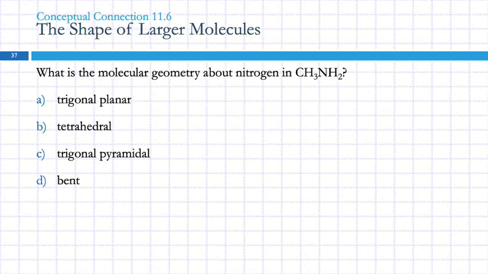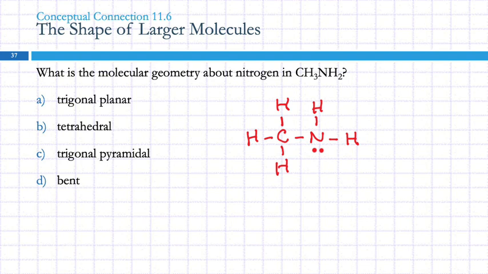What's the molecular geometry around nitrogen in CH3NH2? Well, the first thing is we need to have a Lewis structure. And for the sake of time, I'm just going to throw that one out here real quick. To answer this question, what's the molecular geometry around nitrogen? We first ask ourselves, how many electron groups does nitrogen have there? 4.